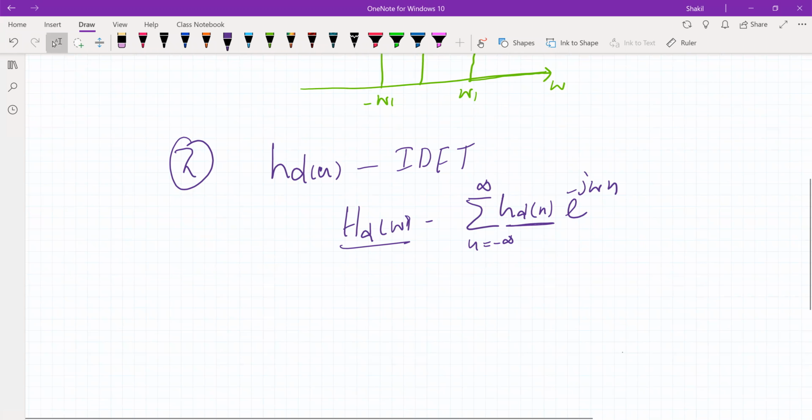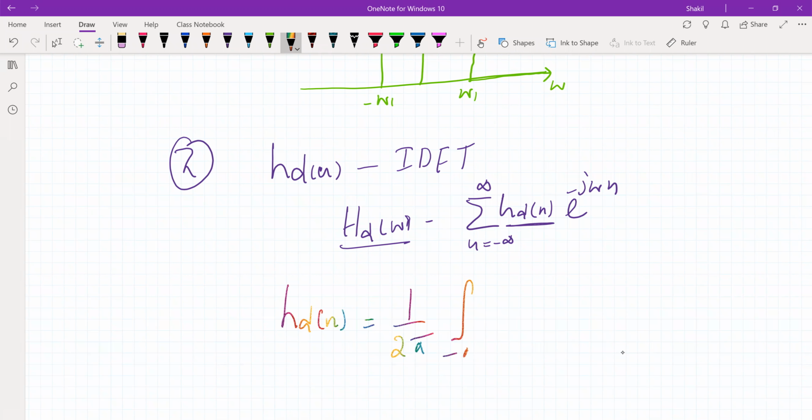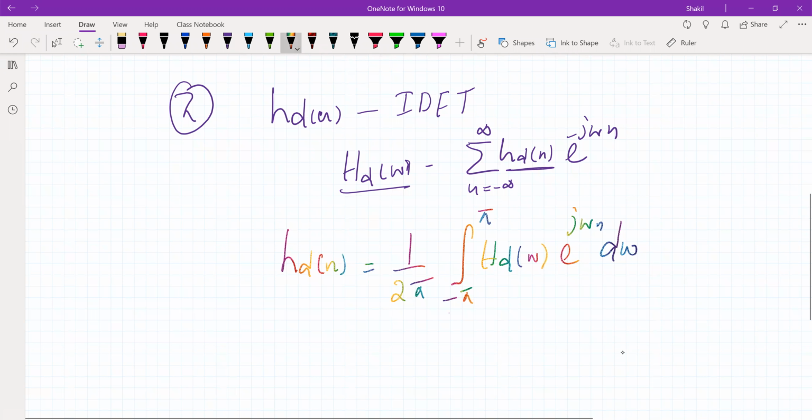How do we do that? By using the inverse discrete Fourier transform. So we say HD of n is equal to 1 by 2 pi integral from minus pi to pi, as we know the frequency varies from minus pi to pi, HD of omega e raised to the power j omega n d omega. So we integrate this expression with this given value of HD of omega and obtain HD of n, right?